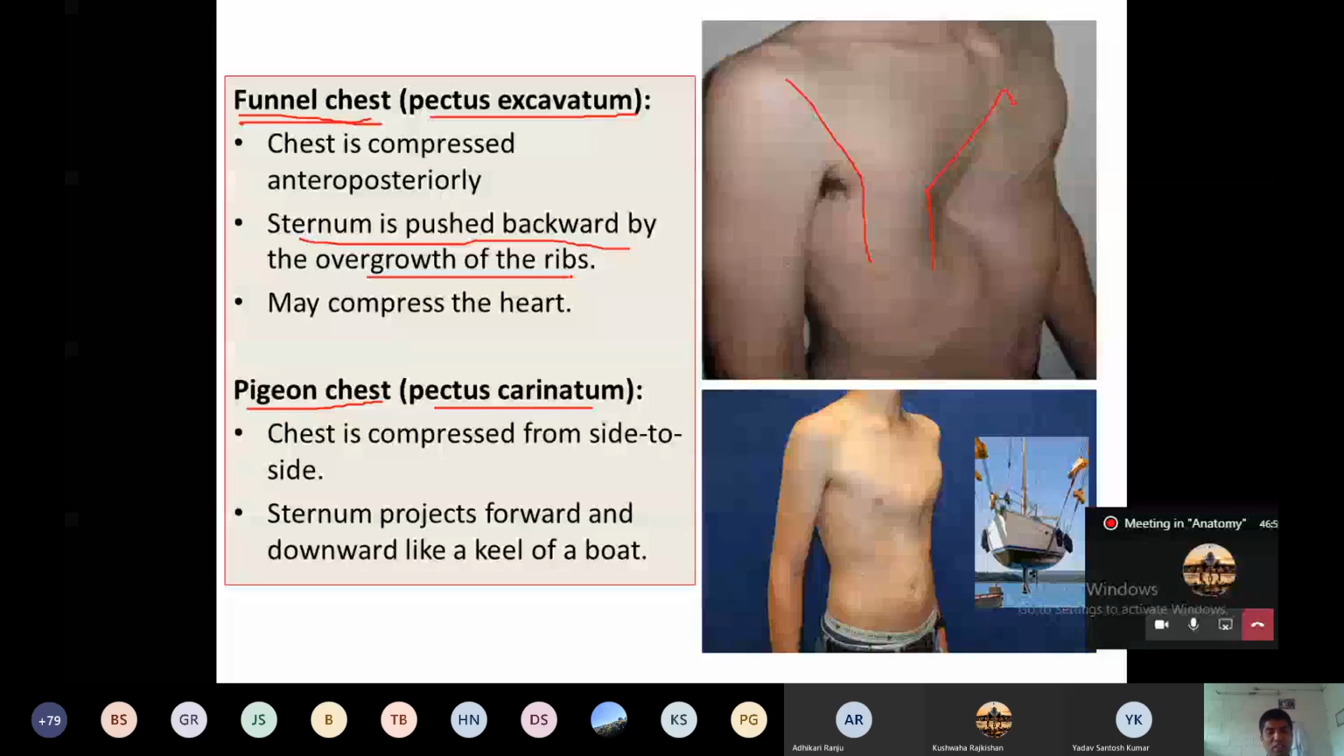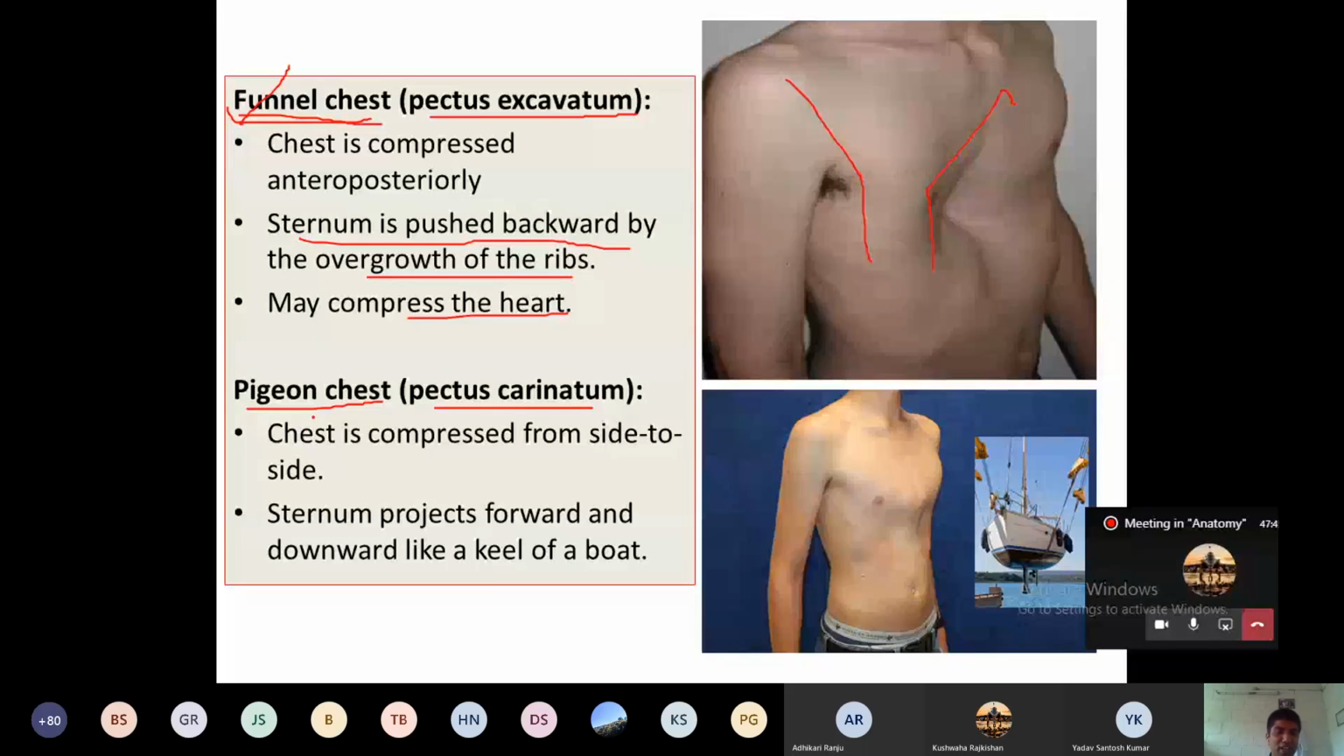There is the pleura, there is the pericardium, there is the heart, and there are the great blood vessels draining into the heart, like the superior vena cava, inferior vena cava, ascending aorta, arch of the aorta. Okay. And then branches from the arch of the aorta. All these things are lying deeper to the sternum. So these structures may be compressed if there is more backward pushing of the sternum because of the more overgrowing of the ribs. This condition is known as funnel chest or pectus excavatum.